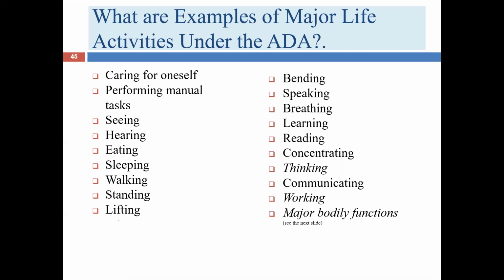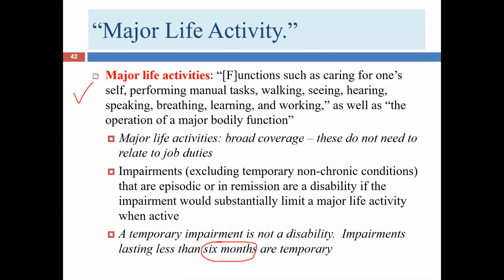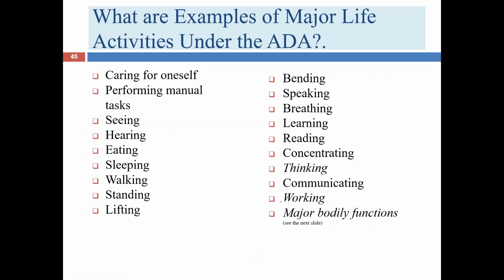So again, here's that list I was telling you about, and you can see it's significantly longer than the list I had over here. And this list is not complete. I had some examples here, but this is a more complete list. We'll see major bodily functions on the next slide, but you can see here that thinking and working are on this list, and also learning. Actually, we don't have reproducing on this. I guess they're counting that as a major bodily function.